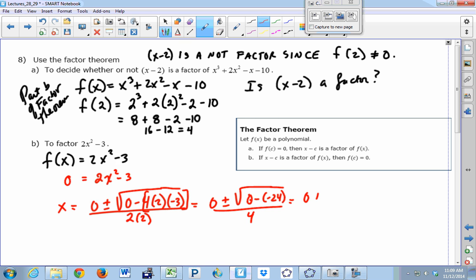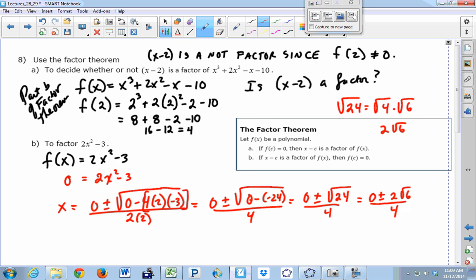And I get 0 plus or minus the square root of 24 over 4. So now we just have to remember how to simplify the square root of 24. Just a little review. You break 24 up into a product where one of your factors is a perfect square. The square root of 4 is a perfect square. So this is 2 square roots of 6. So I get 0 plus or minus 2 square roots of 6 all over 4.